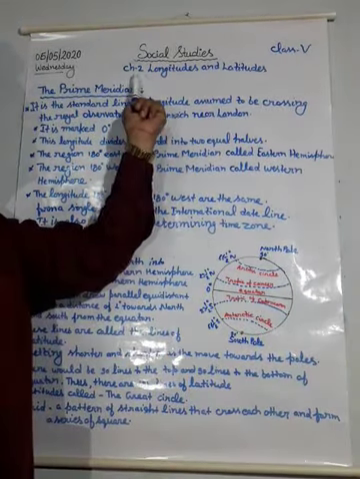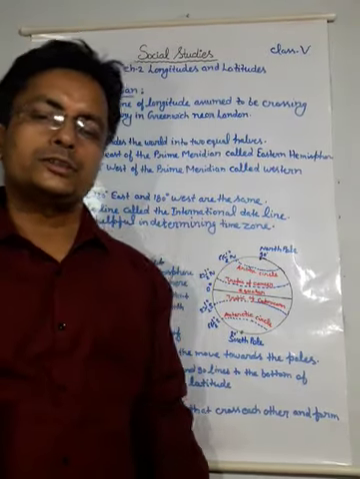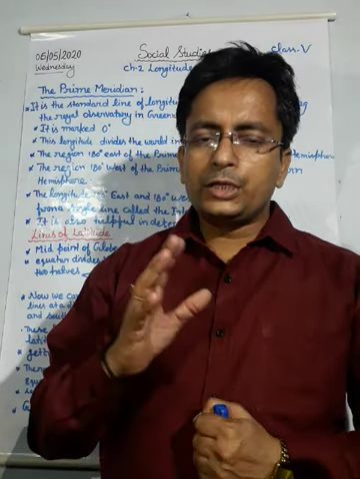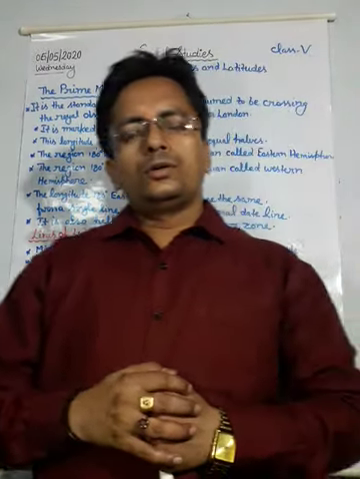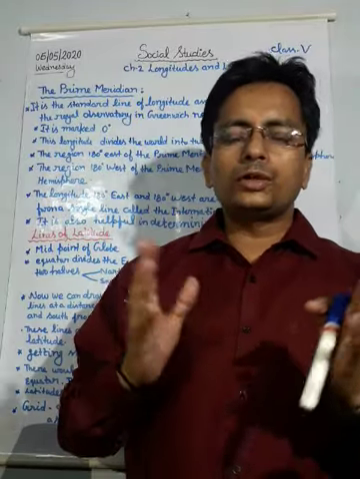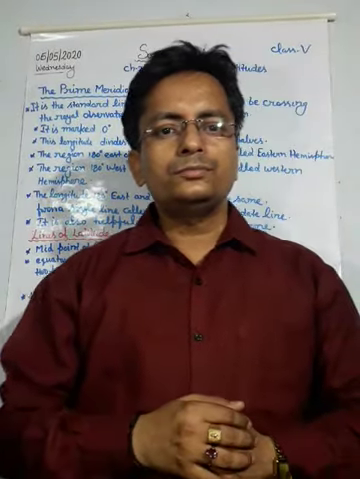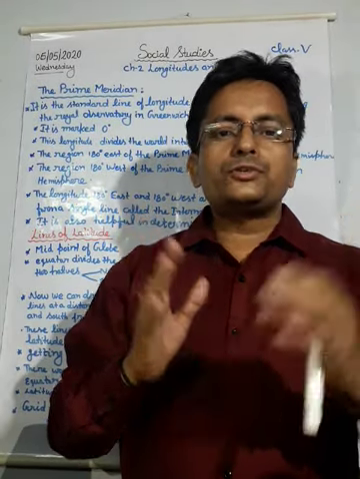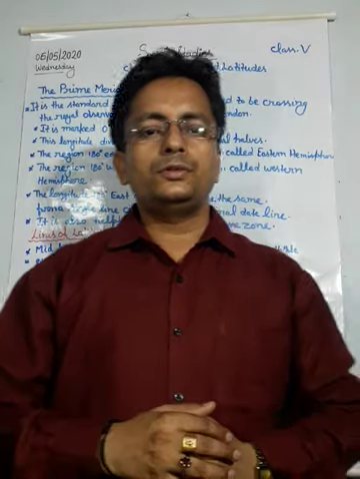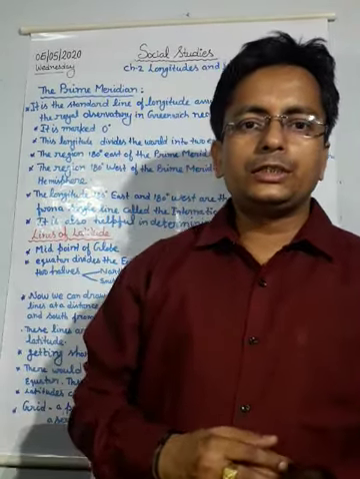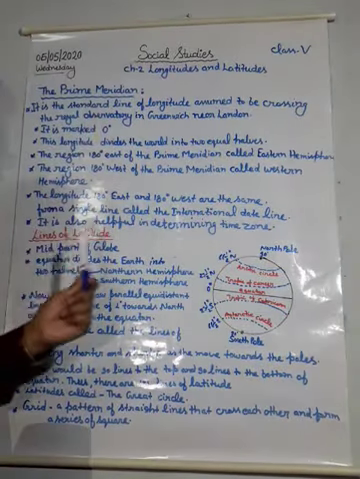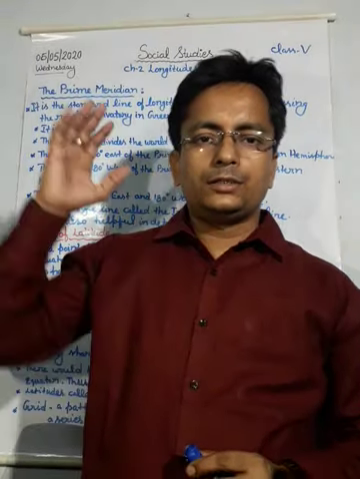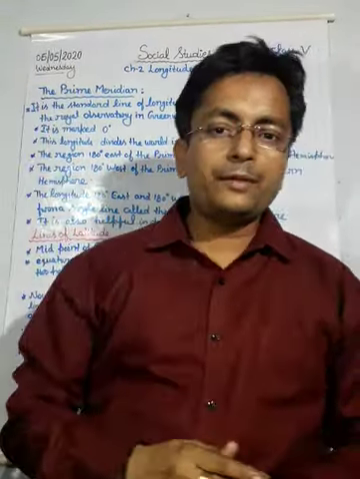You can see here Chapter 2, Longitudes and Latitudes. Yes students, in this lesson we have already discussed the shape of the earth, the problem of how to locate a place on the earth, and longitude. Today we will see the topic that is the prime meridian and lines of latitude. Before starting, first of all we will discuss the prime meridian.